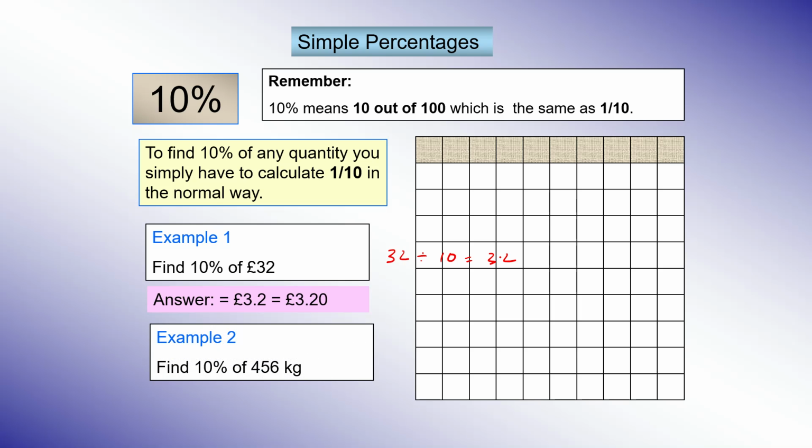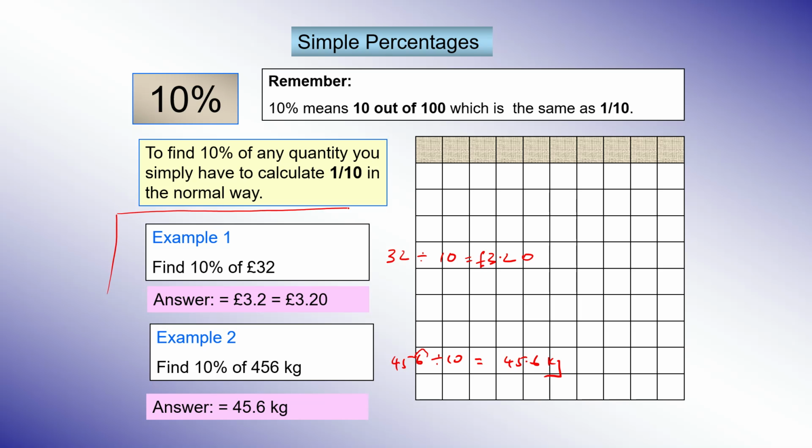Let's look at the next question. 10% of 456 is going to be 456 divided by 10, which is, remember what we said, if we're dividing by 10, move the decimal point back one, be 45.6. These are pounds here, and this is in kilograms. Okay, 45.6. Hit pause. Let's get these two examples in your book, example 1 and example 2.